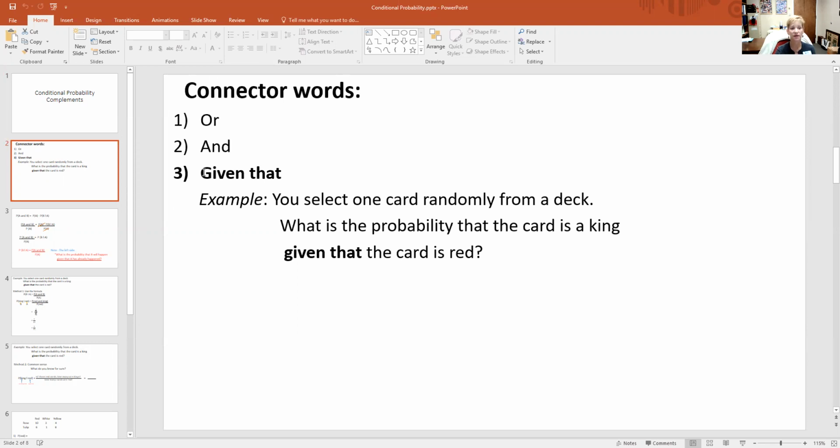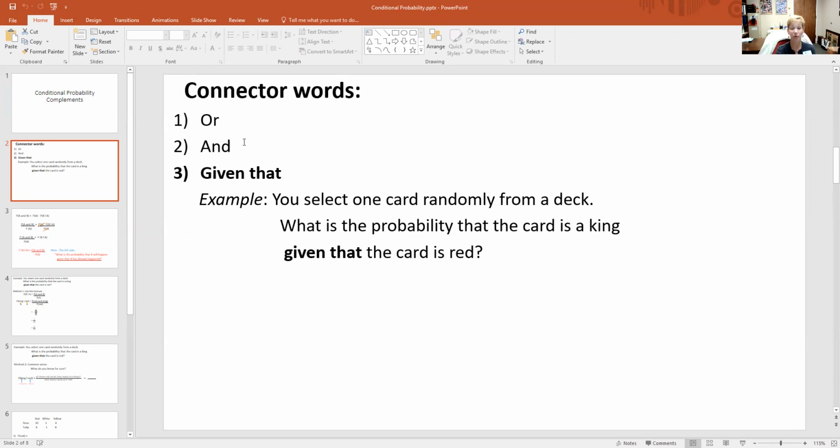So now we're going to go over this connector phrase of "given that." The problem might look something like this. You select one card randomly from a deck of cards. What's the probability that the card is a king given that the card is red? And that's different than just asking what's the probability that the card is a king. Do you understand? I'm guaranteeing you that the card is red, and that changes everything. Now it's based on this formula for "and."